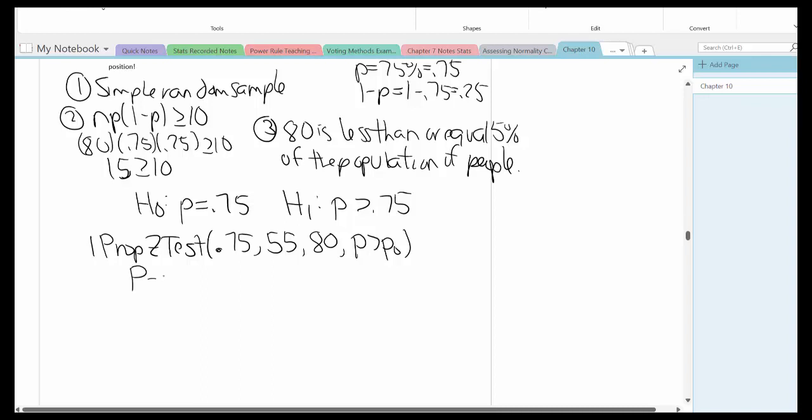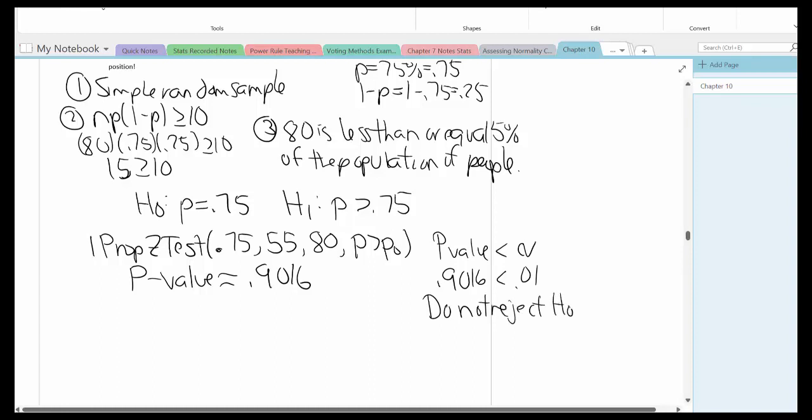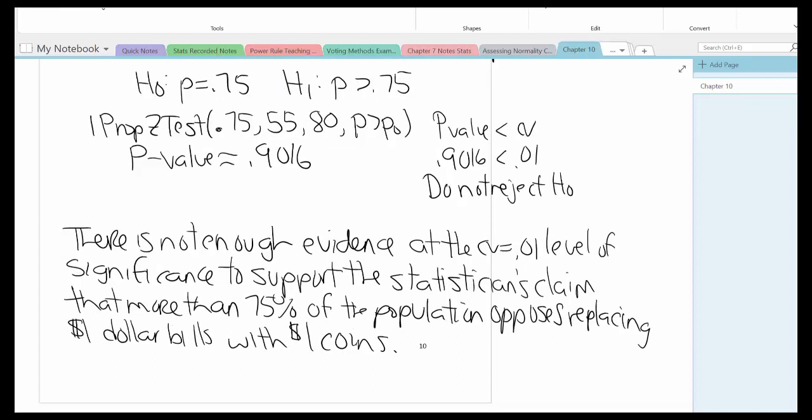Okay, so the p-value. Right. So now, what are we doing? P-value, we want to check to see if that's less than alpha. Alpha, in this particular case, is 0.01. Is that decimal less than 1/100th? That is no. So what do we do at this stage? Do not reject the null hypothesis. So now I'll write out the conclusion below in the context of this problem. There is not enough evidence at the alpha equal to 0.01 level of significance to support the statistician's claim that more than 75% of the population opposes replacing $1 bills with $1 coins.